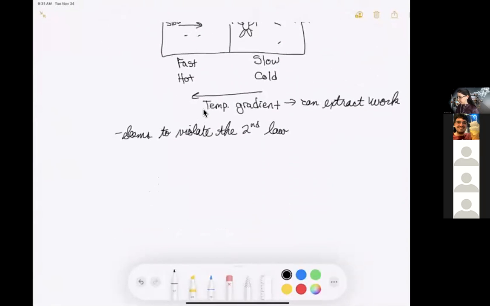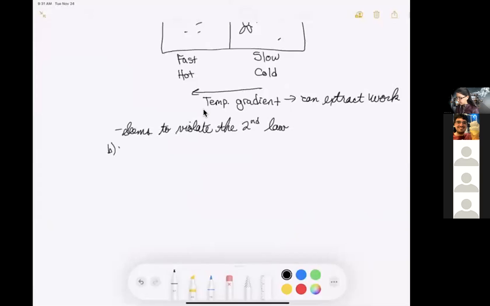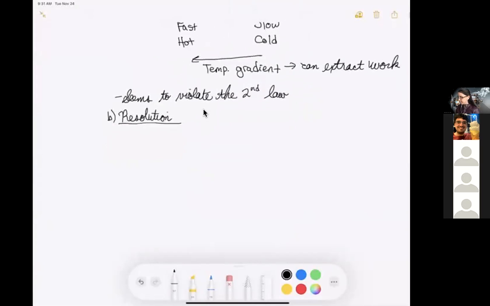So we can figure out a way of resolving the paradox using what we just saw. And this resolution has been debated, but it's at least fairly widely accepted. Some of the key players in the resolution were Szilard, Landauer, and Charlie Bennett, who also works at IBM as Landauer did.